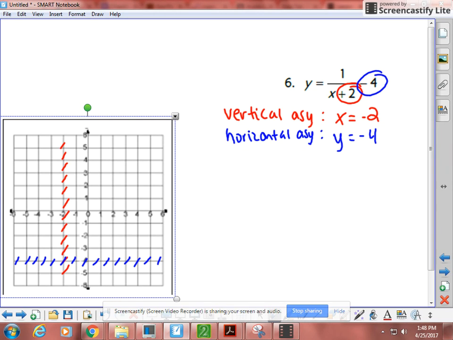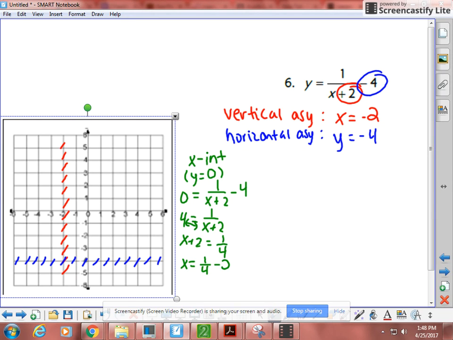Okay, again, starting with the hardest one first, in my opinion, is the x-intercept. So again, that means that y equals 0. Okay, so when y equals 0, I have 0 equals 1 over x plus 2 minus 4. I have to move the 4 to the other side first. Then I can flip-flop these two. So I get that. I have to subtract 2 to the other side. So when I put that in my calculator, that's going to give me x equaling negative 1.75.